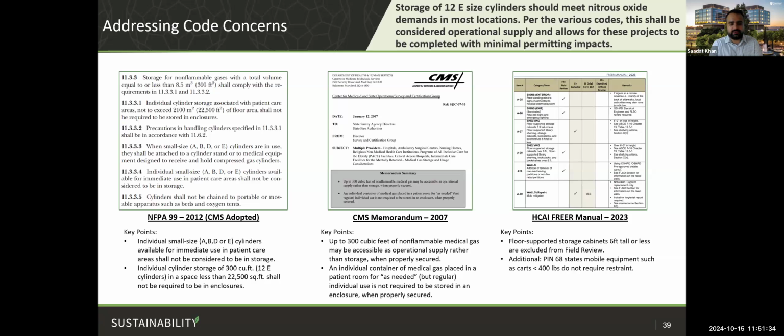NFPA 99, 2012, the CMS adopted version, says that individual small-sized A, B, D, or E size cylinders available for immediate use in patient care areas shall not be considered in storage. And individual cylinder storage of 300 cubic feet, which is 12 e-cylinders, in a space less than 22,500 square feet, shall not be required to be in enclosures.